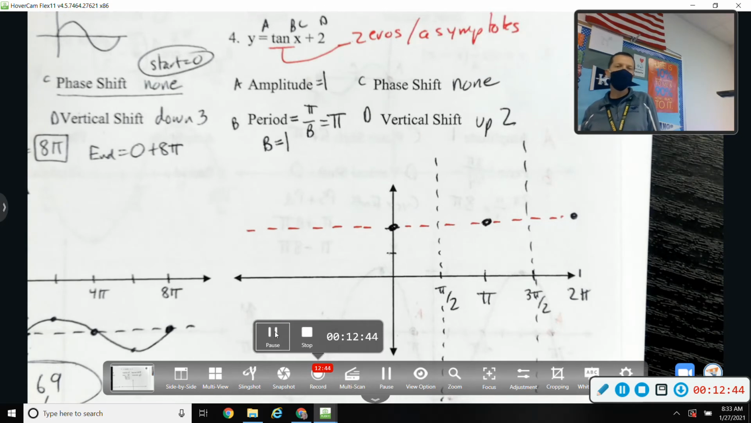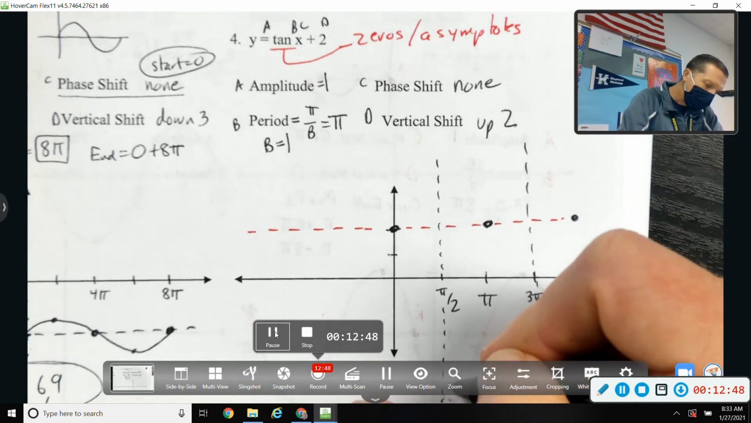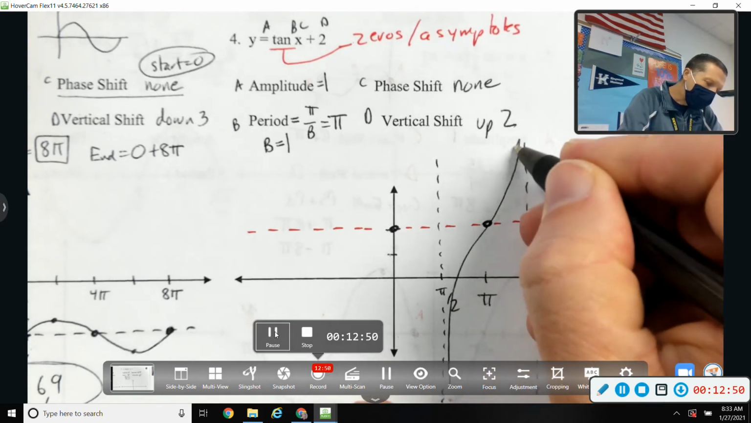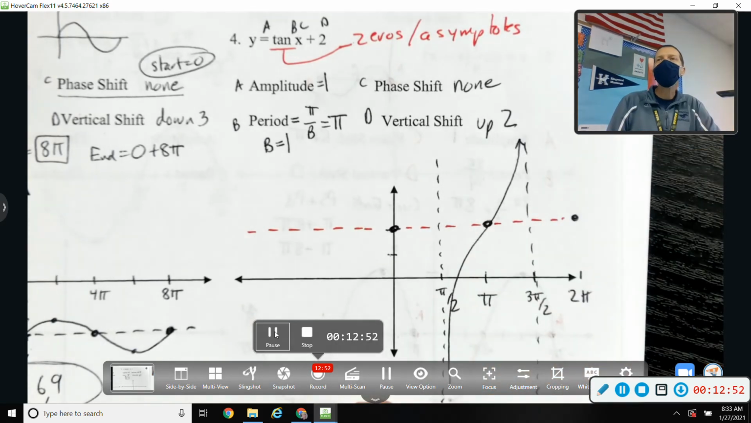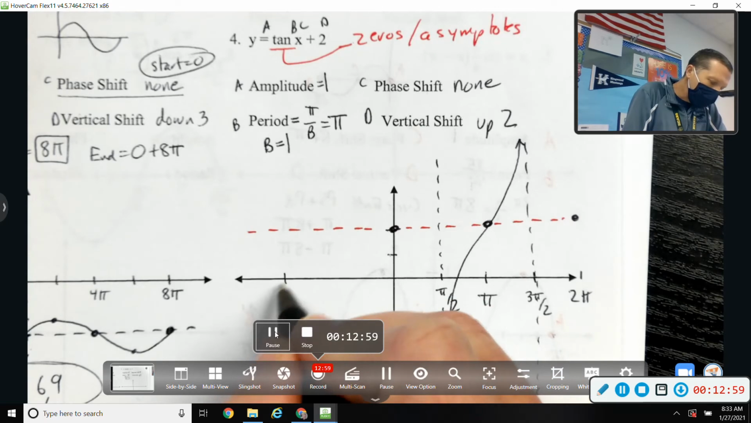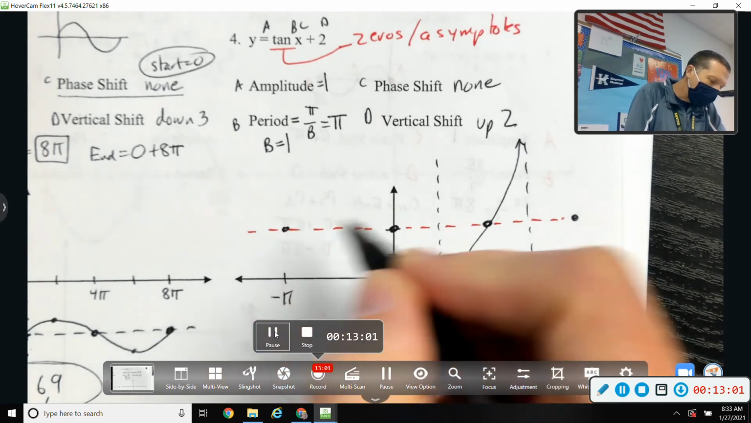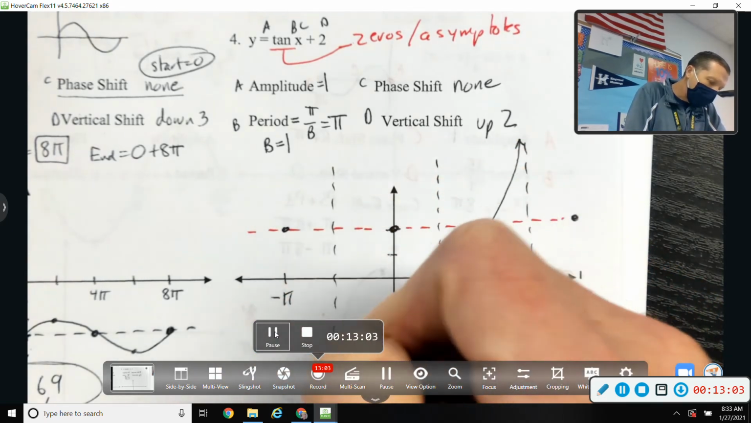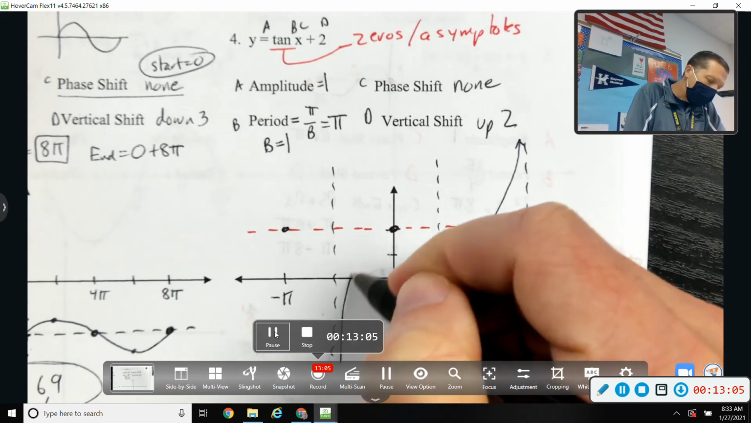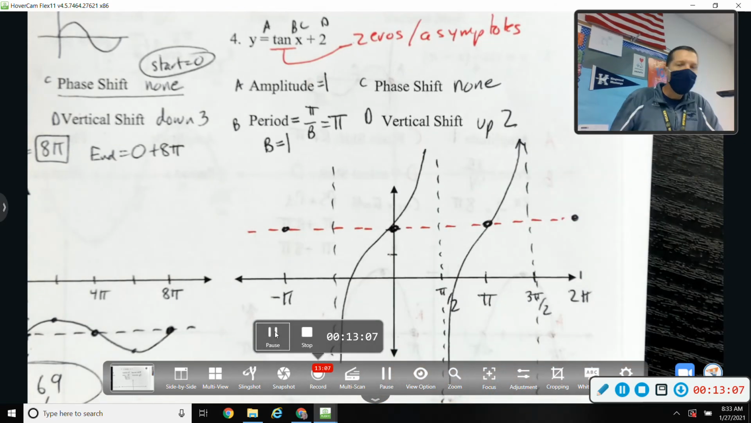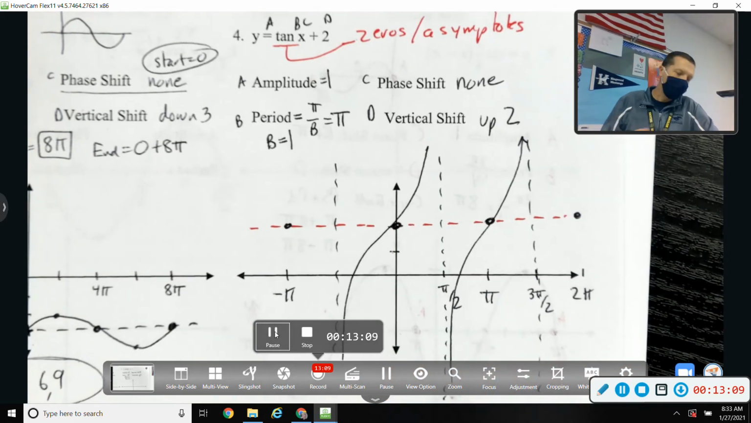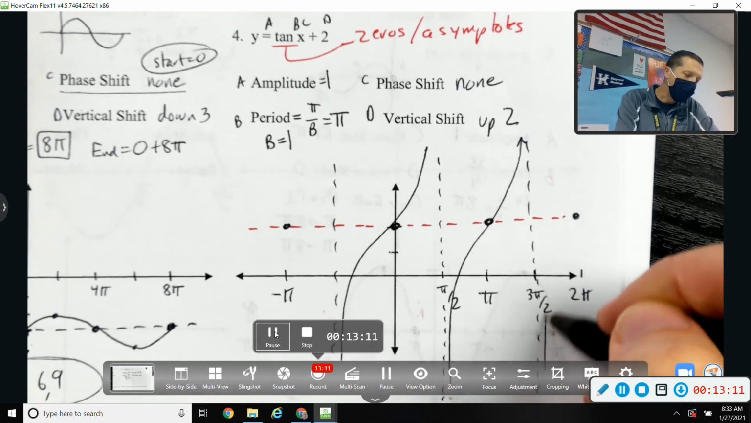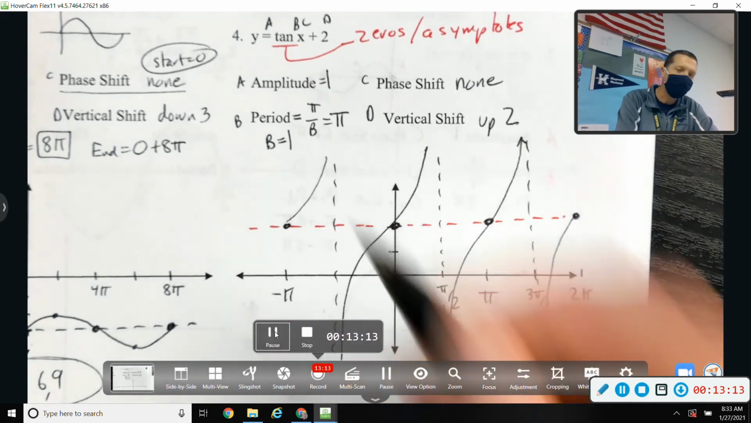Let's see, where should we draw next? Because if I draw now, there's 1 cycle, and it's supposed to have 2 cycles. So let's go back 1 as well to negative pi. And there's 2 cycles. And we could draw more, but if you draw more, it's like you got half of the cycle drawn, so it looks kind of funny.